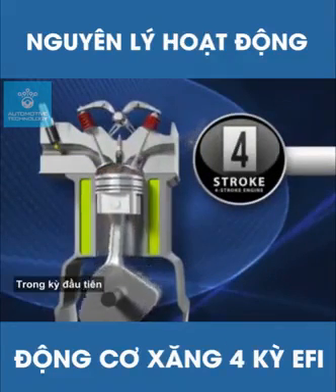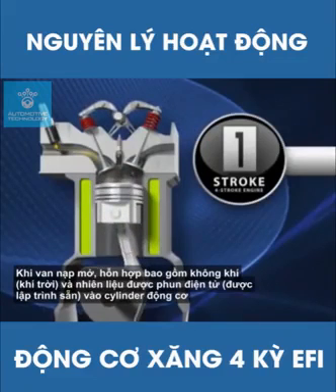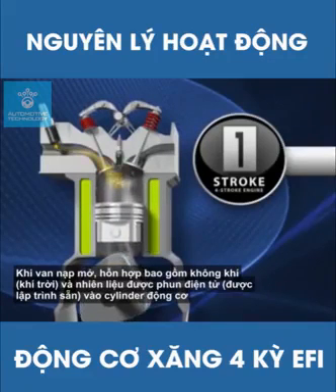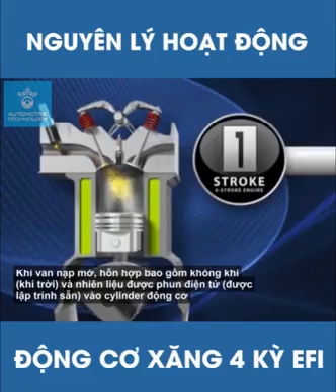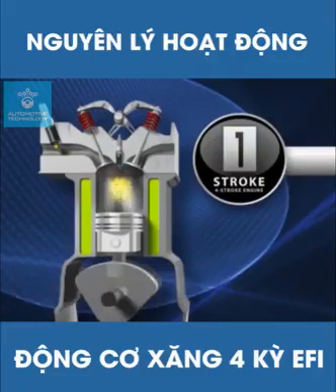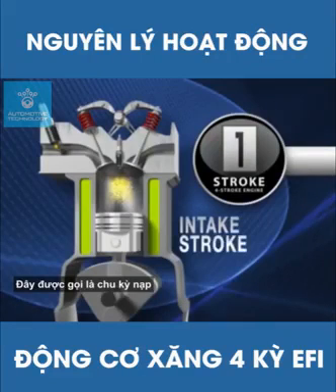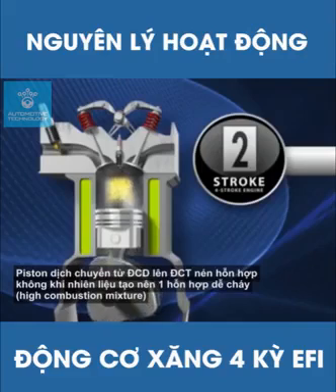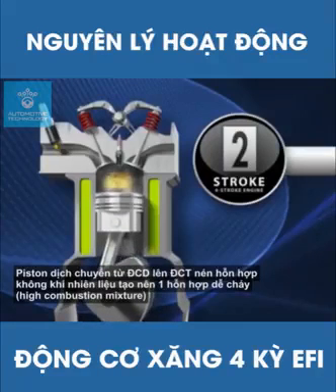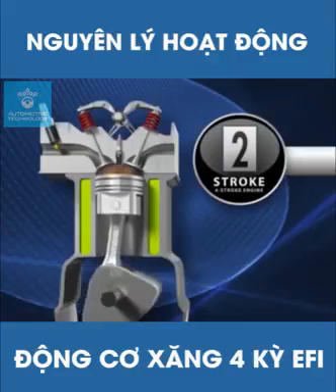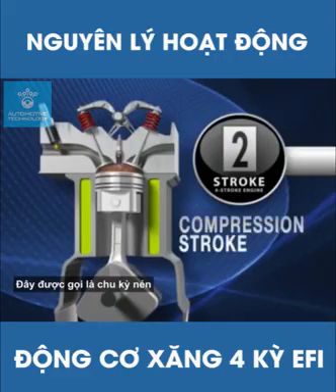In the first stroke, the piston travels downward as the intake valve opens and a mixture of air from the atmosphere and a metered amount of gas from the electronic fuel injector enter the cylinder. This is called the intake stroke. On the second stroke, the piston travels upward, compressing the air and fuel to make a highly combustible mixture. This is called the compression stroke.